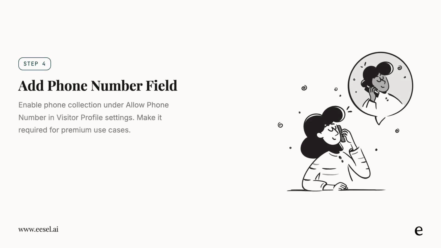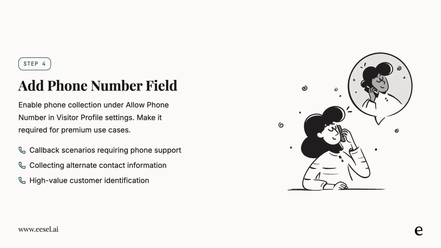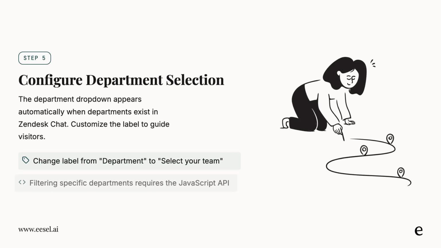The phone number field is off by default. Enable it in the visitor profile section if your support flow benefits from it. It's most valuable for callback scenarios, high-value customer identification, or when you need an alternate contact method in case the chat drops. The department dropdown appears automatically as long as you have departments configured in Zendesk Chat.